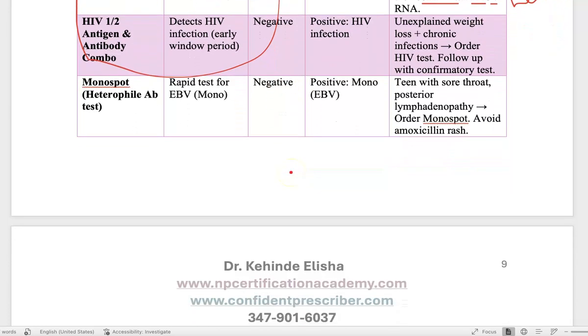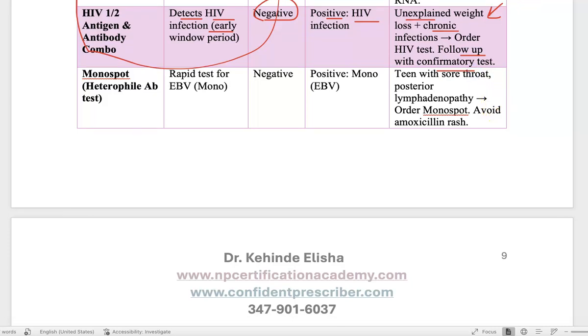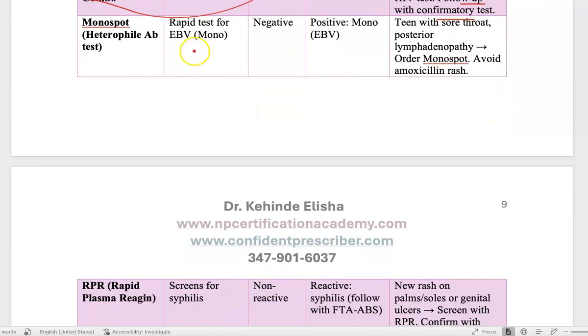Now look at HIV antigen and antibody combo. It detects HIV infection early. Then of course we want it to be negative. If it is positive, HIV infection is ongoing. What will they report? They will tell you they have unexplained weight loss, chronic infection. You want to order an HIV test. You want to follow up with what? Confirmatory tests.